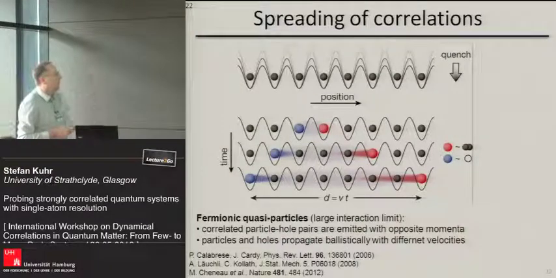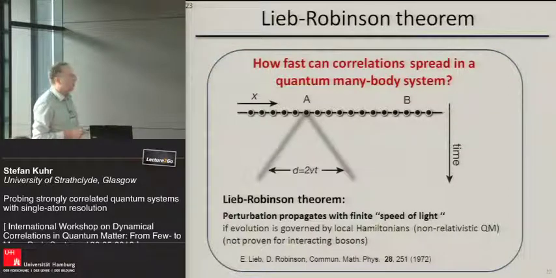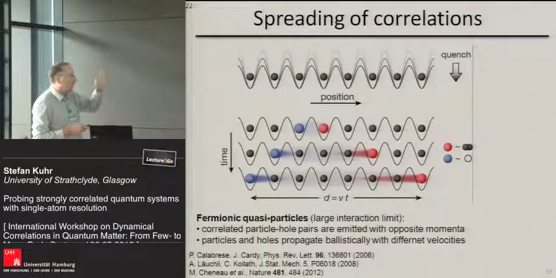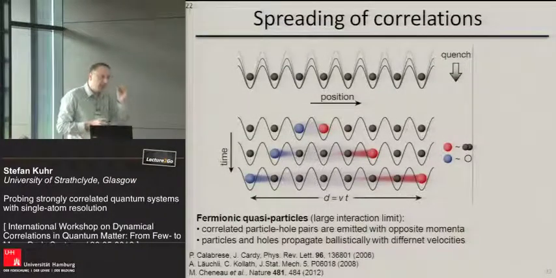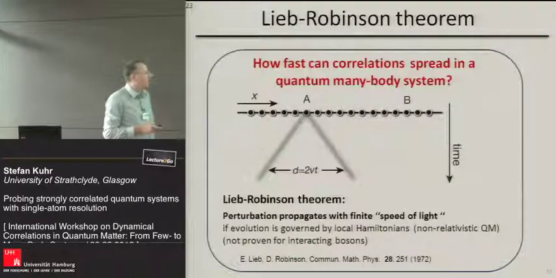And this spreading of correlations has some rather fundamental implications for quantum many-body systems. This interest started already in 1972, when Lieb and Robinson put up their famous theorem stating that perturbations can propagate with a finite speed of light if the evolution is governed by local Hamiltonians. This theorem had wide-ranging implications for condensed matter theory and quantum information, and our experiment was the first direct observation of this correlation spreading in a strongly correlated system.